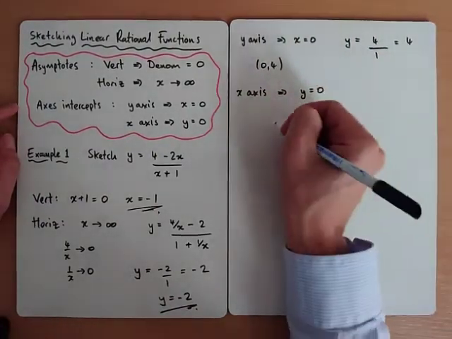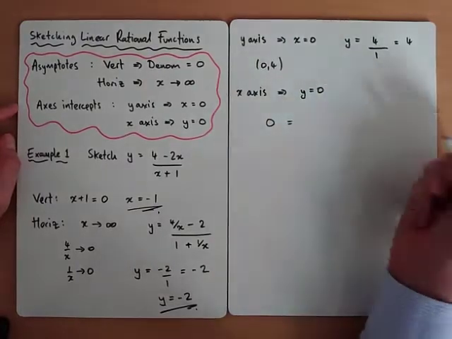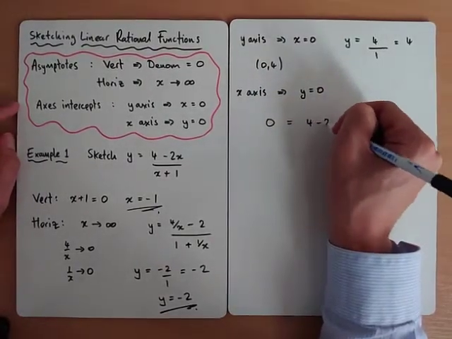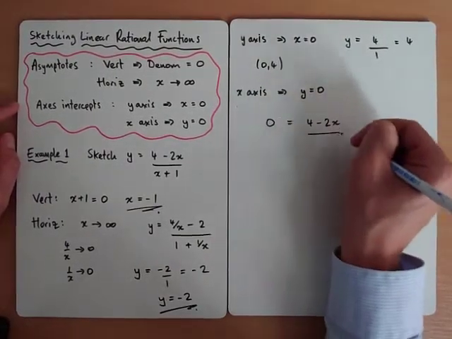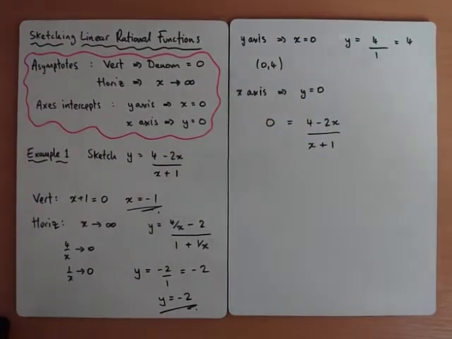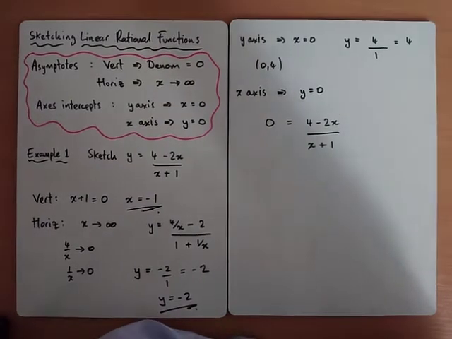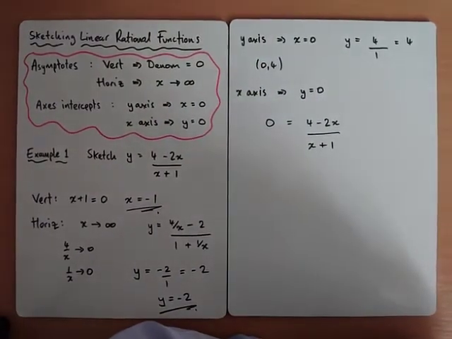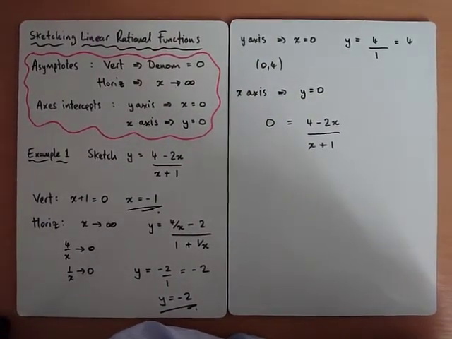So when y equals 0, we're solving 0 equals (4 minus 2x) divided by (x plus 1). Just pause for a second and have a think about how you're going to solve that equation, because it's important that you can do this. It's a little stumbling block for people sometimes.